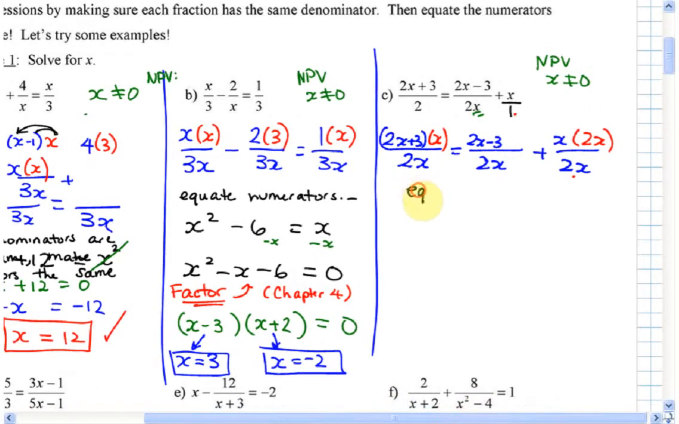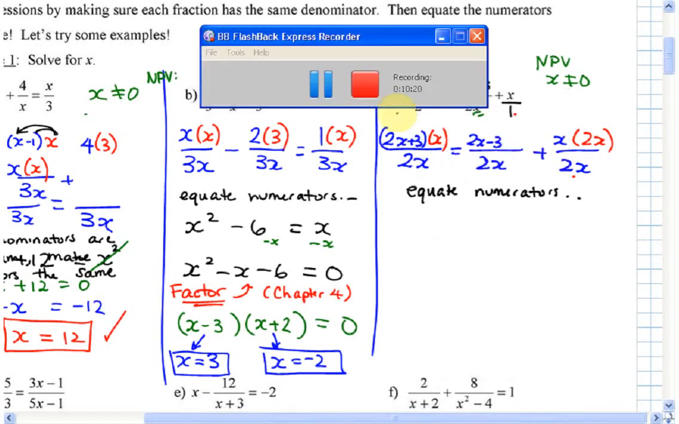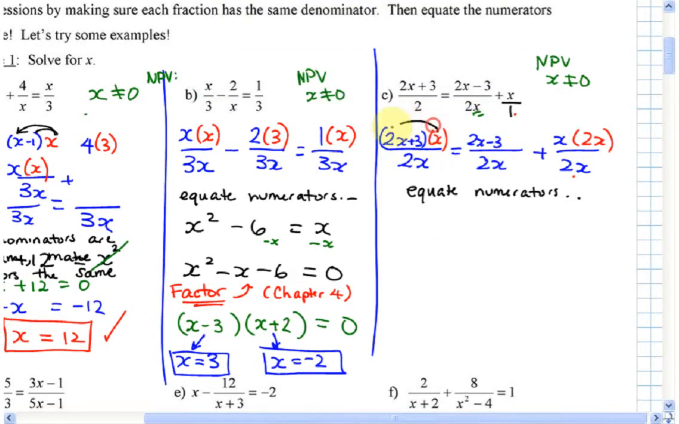Okay, go ahead, please. Equate numerators and go ahead and solve. Okay, you try this, please. Try on your own. Don't wait for me. So I will multiply things out here. That's 2x times x is 2x squared. 3 times x is 3x. This equals 2x minus 3, and this is also another 2x squared.